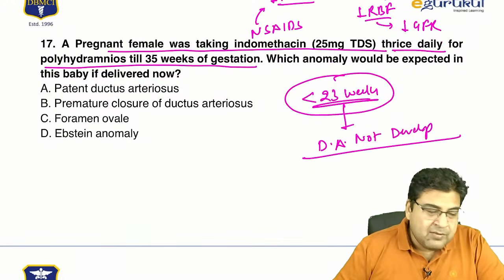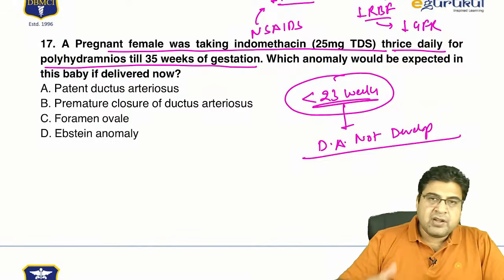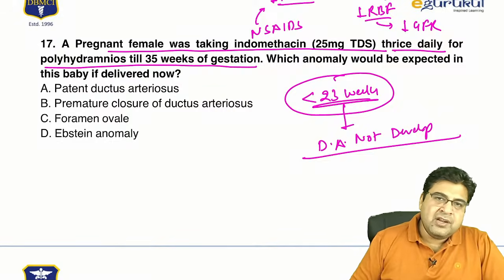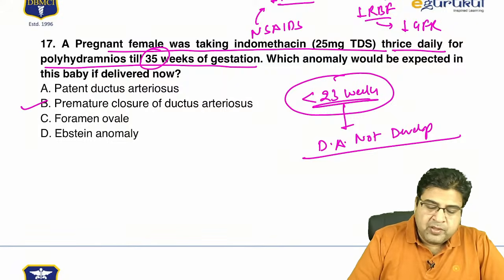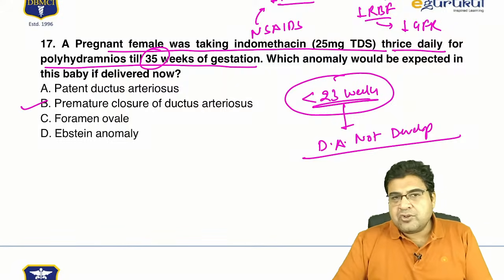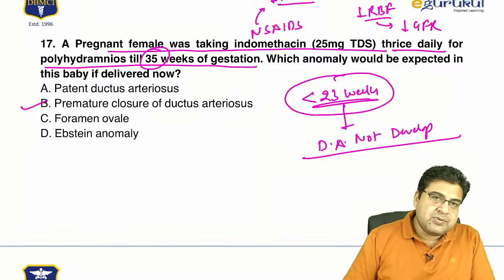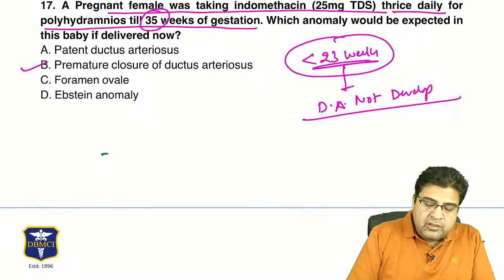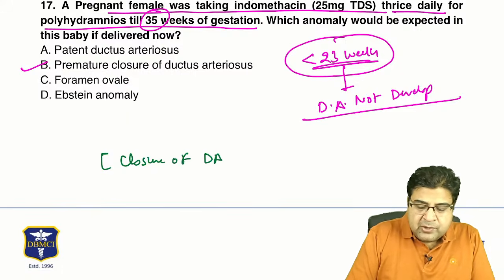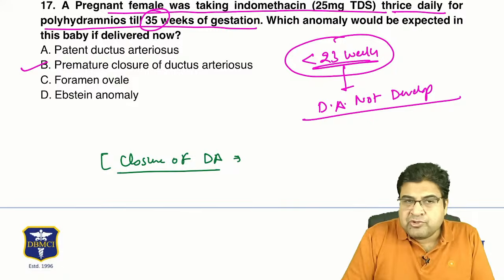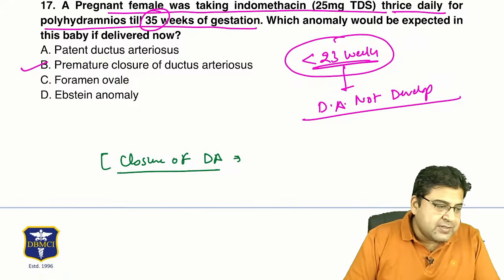So NSAIDs can be given before 23 weeks, but after 23 weeks, if you give indomethacin, like she is 35 weeks, here there is a risk of premature closure of the ductus arteriosus. Now guys, if they ask you, the baby is born with patent ductus arteriosus, which regimen do we use for closure?